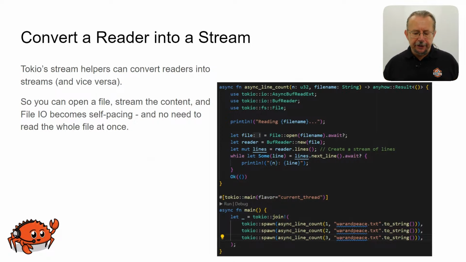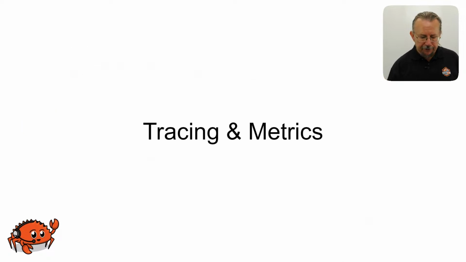This example will load War and Peace. You'll notice I'm using single-threaded, but it will still show you chunks of War and Peace coming by on each of the tasks. They never block each other. They keep going. Throughput remains amazing.